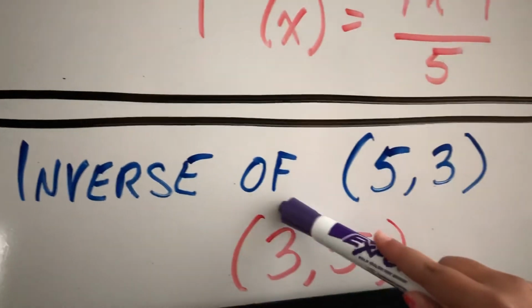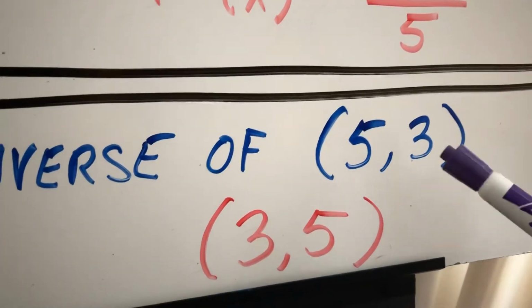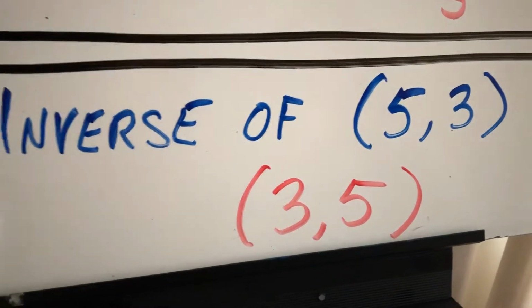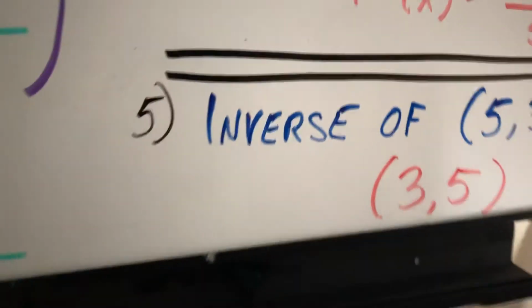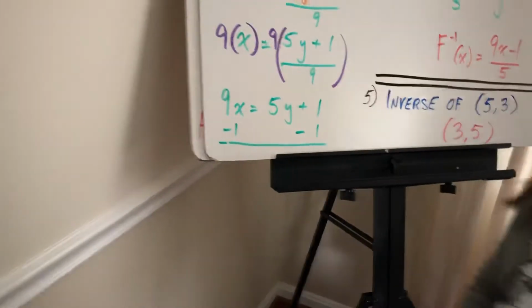So this is something that may look confusing, but it's very easy. What's the inverse of, say, 5, 3? It's just going to be 3, 5. Don't let that confuse you, because that looks very easy.